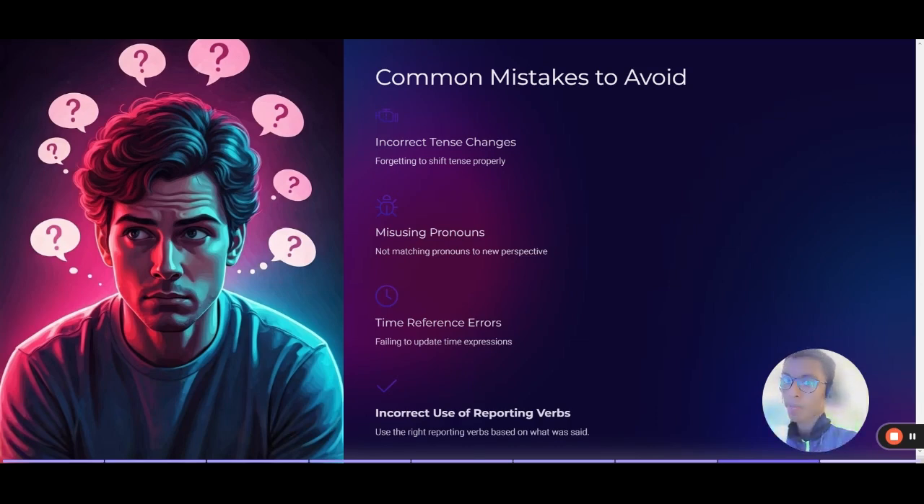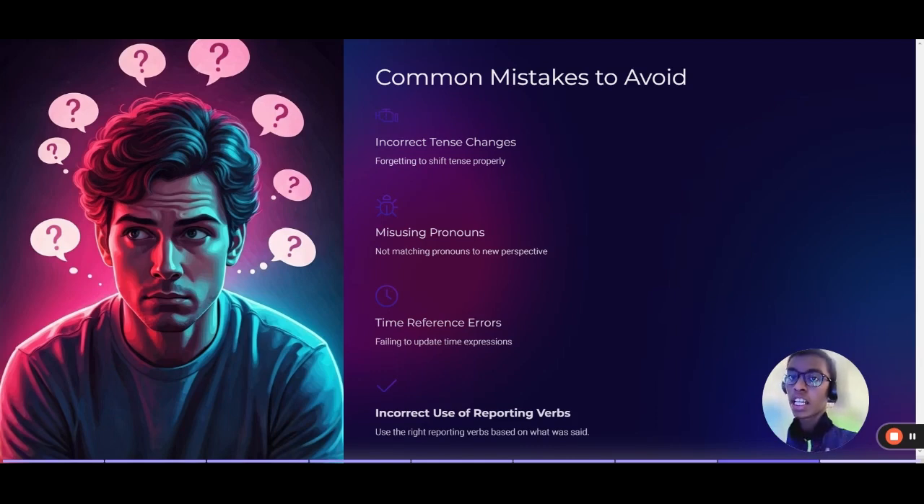Number two is misusing pronouns. Be careful with pronouns. They need to match the perspective of the reporting sentence. So if someone says, "I lost my key," and you mistakenly write, he said I lost my key, it should be, he said he had lost his key.